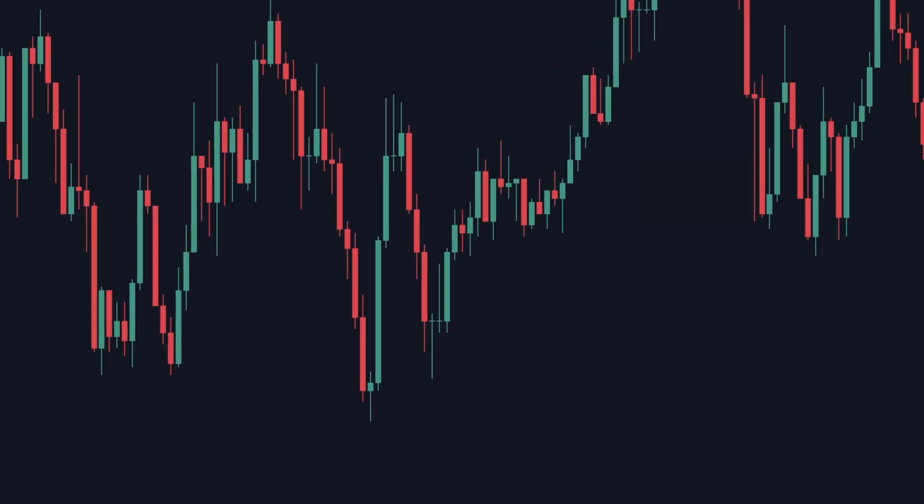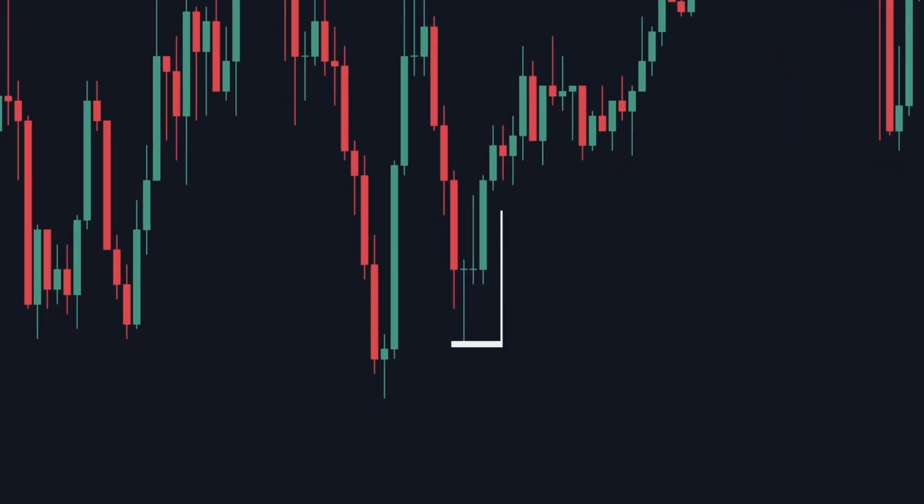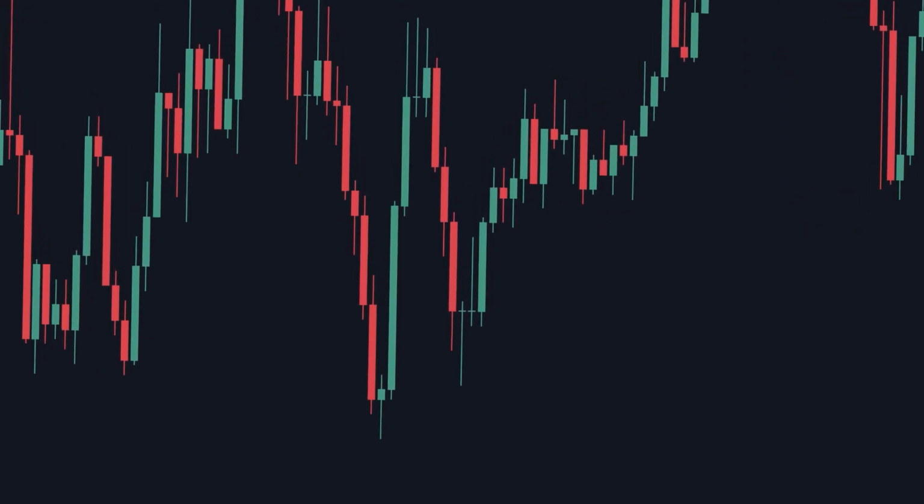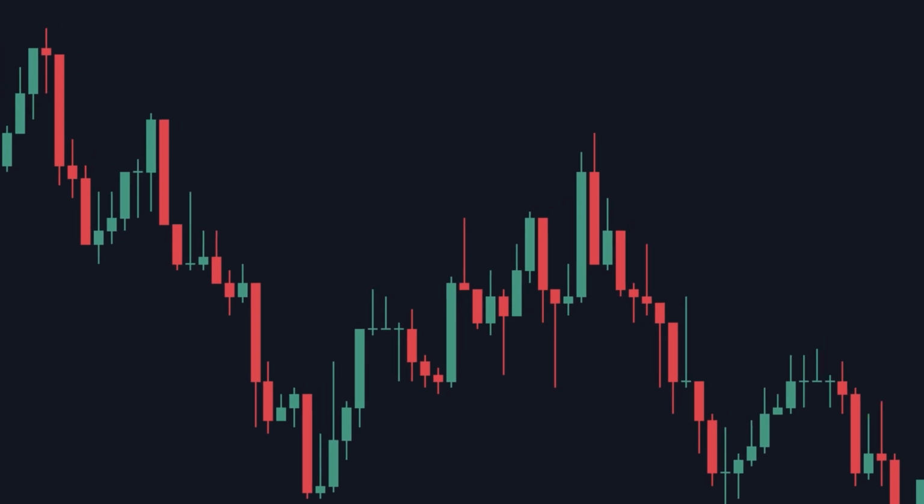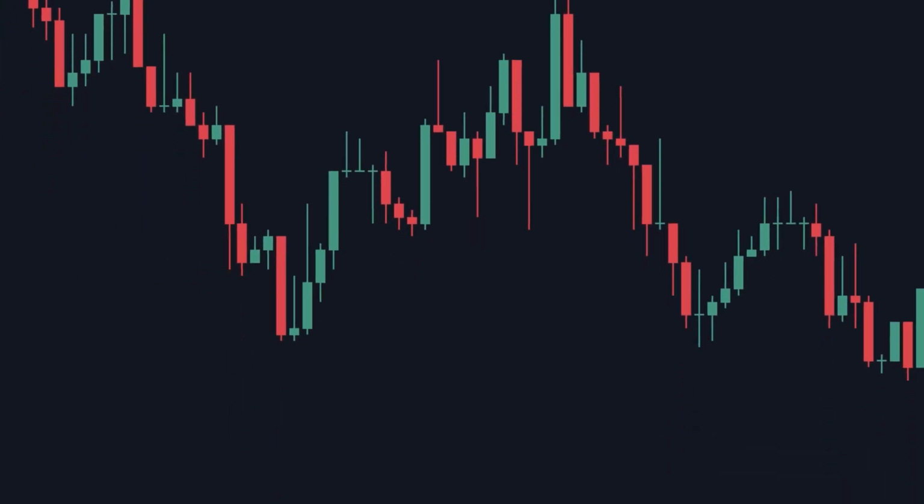A bullish pin bar has a long lower wick, showing that sellers attempted to push the price down but were firmly rejected by buyers. A bearish pin bar, on the other hand, has a long upper wick, indicating that buyers tried to push the price up but were overpowered by sellers.